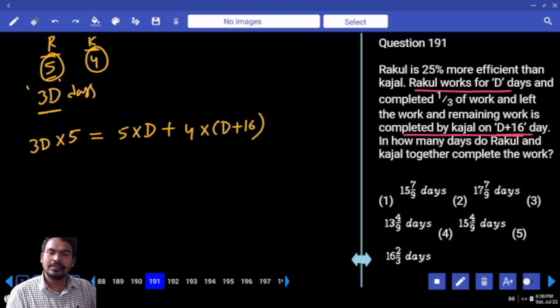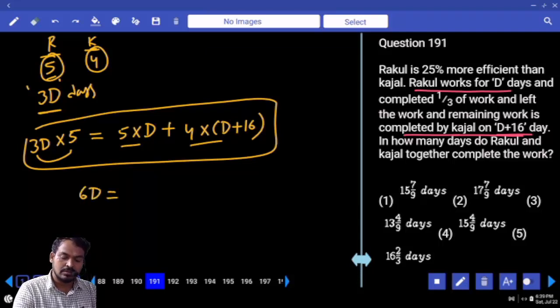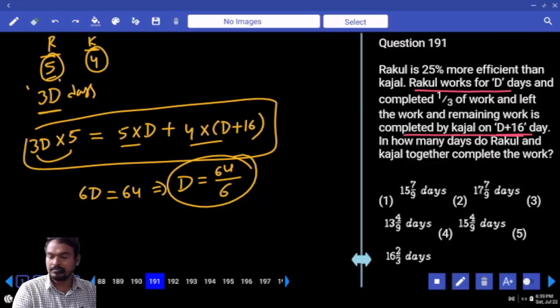What is the left hand side meaning? Total work. Right hand side, D days work of Rakul and D plus 16 days work of Kajal. Both are equal or different? Equal. Left hand side 15D, right hand side 9D. What is the difference? 6D here. That 6D equal to 64. D equal to how much? 64 by 6.